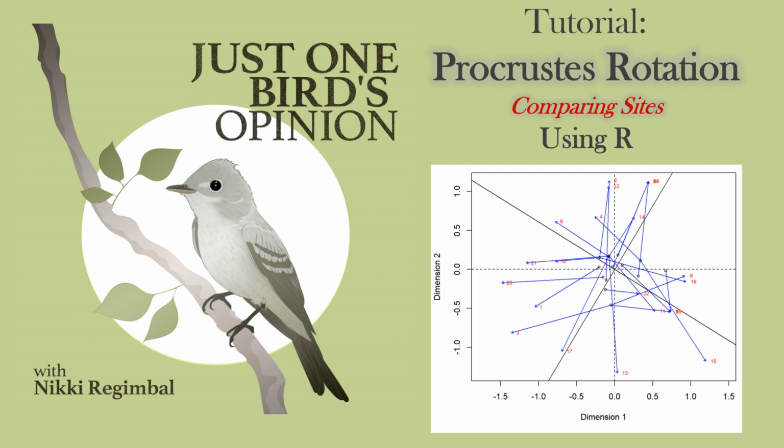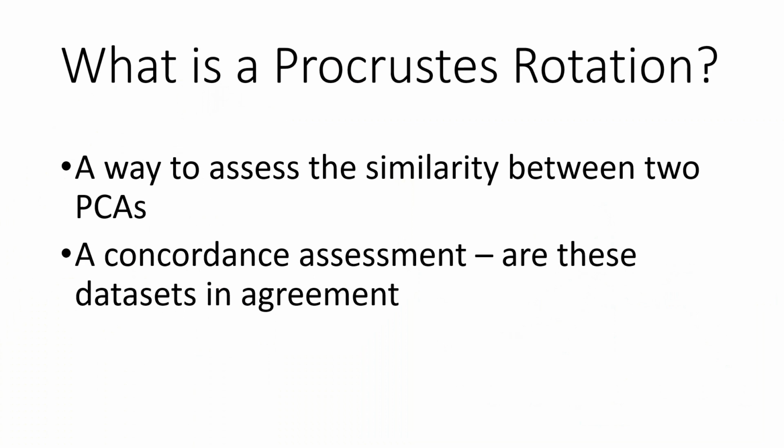Hello everyone, today we are going to talk about how to do a Procrustes rotation in R. What is a Procrustes rotation? It's a way to assess concordance between two principal component analyses, or PCAs. Essentially, it's a way to determine similarity.